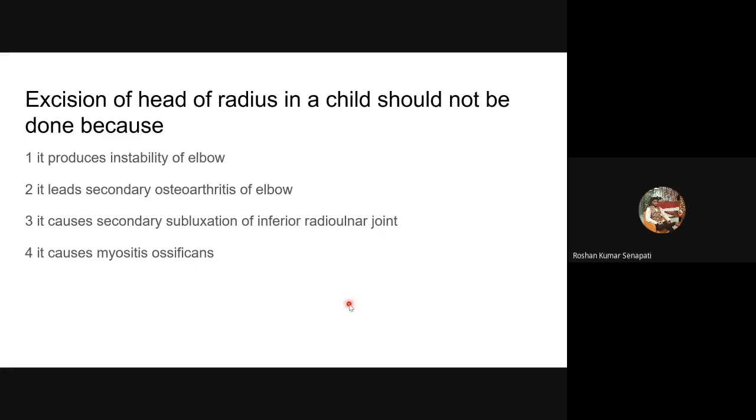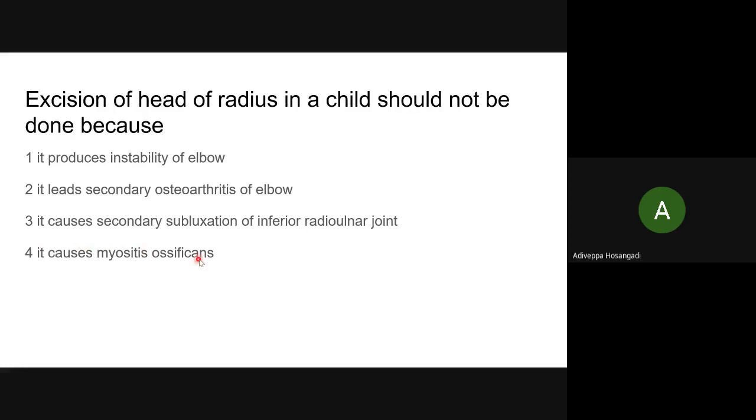Sir, it produces instability of elbow. No. Elbow is the humero-ulnar joint. Please remember this: the elbow joint is mainly between the humerus and ulna. Now we are talking of the radius. So you are talking of excision of the radial head in a child. Remember that it is a growing bone. So we will go by deletion or ruling out.